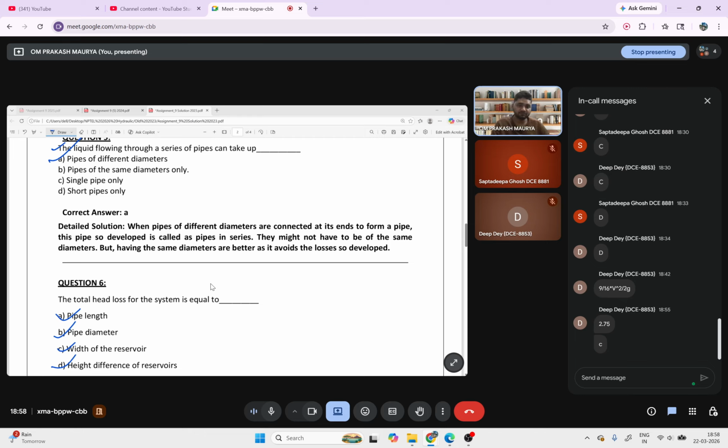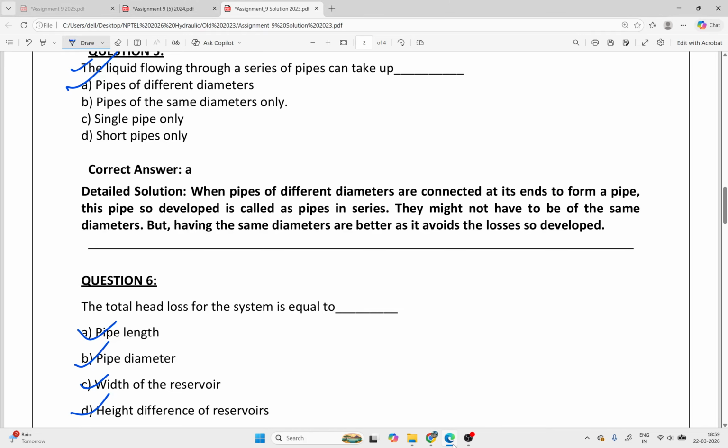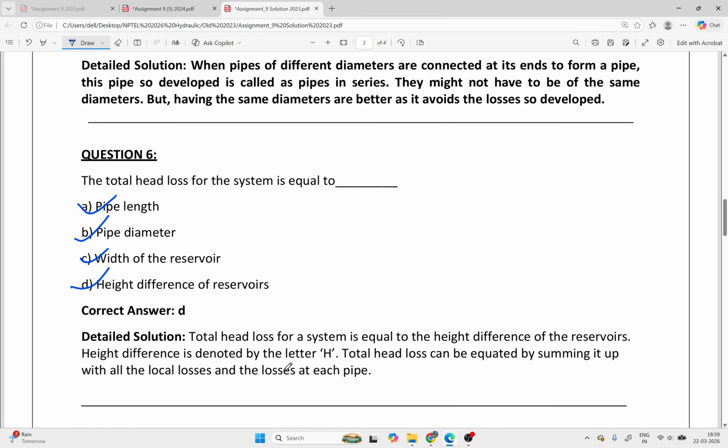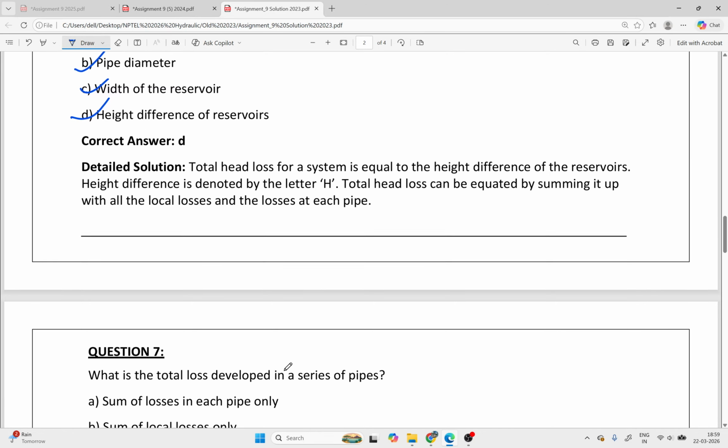For question number 6, which option will be correct? For question number 6, total head loss. Yes, definitely option D will be correct. It's the height difference of the reservoirs. Next question is question number 7.